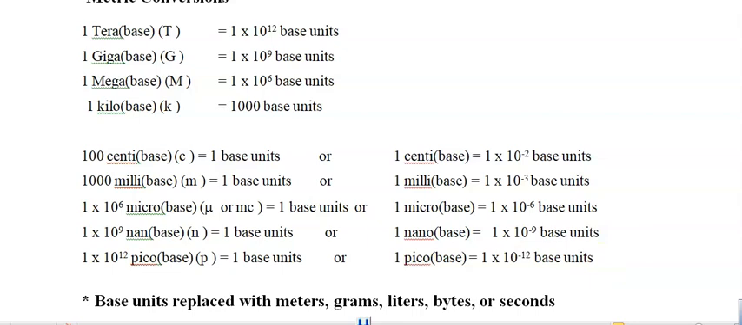Okay. So we had kilo. So it says 1 kilo, and we were dealing with kilograms is what we're looking at. 1 kilogram equals 1,000 grams. When it says kilo base, you're replacing that with the base. Hopefully you can read that, make that make sense.